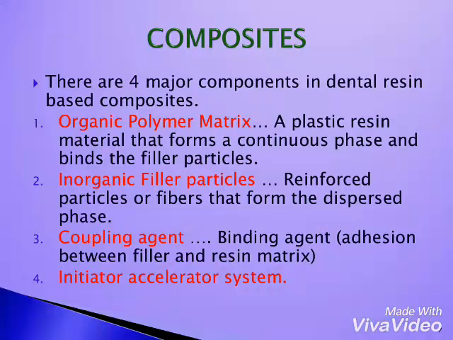Now let's talk about the composition of dental composites. Dental composites have four major components. Number one, the organic component. Number two, the inorganic component. Number three, the coupling agent. And number four, the initiator activator system. Besides these four major components, there are minor additions like the inhibitors and the color modifiers or opacifiers, which give the color and shades to the dental composites.